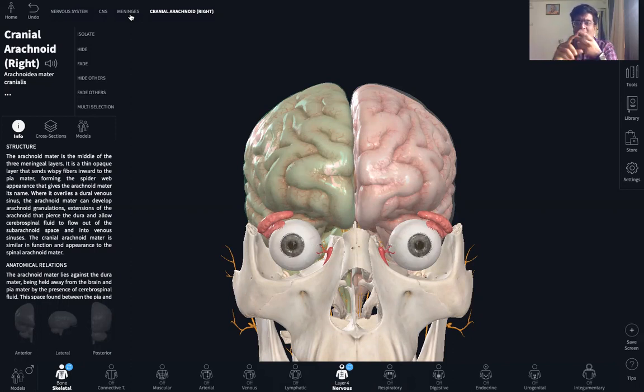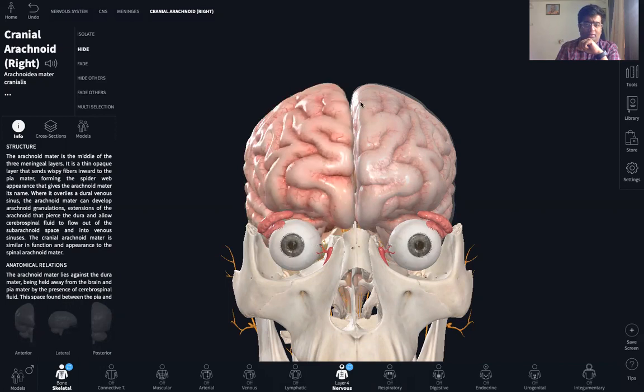It acts like a cushion, protects the brain from any jerks or mechanical injuries, maintains an even pressure from all the sides, and it also serves for the exchange of nutrients and waste material. So that's the function of the cerebrospinal fluid, which is present between the meninges. The space between the meninges is filled with the cerebrospinal fluid.